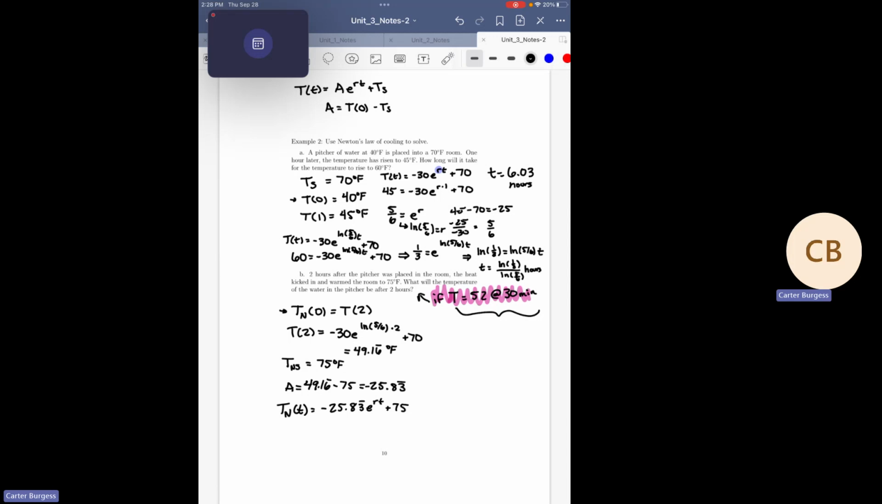So 52 was equal to negative 25.83 repeating e to the 1/2 of R plus 75. From this, I get that 23 over 25.83 repeating is equal to e to the 1/2 r. Double check that: subtract 75, divide by this coefficient, and that r is equal to, skipping steps here, 2 ln of 23 over 25.83 repeating, which is rewriting as a logarithm and then multiplying by 2.